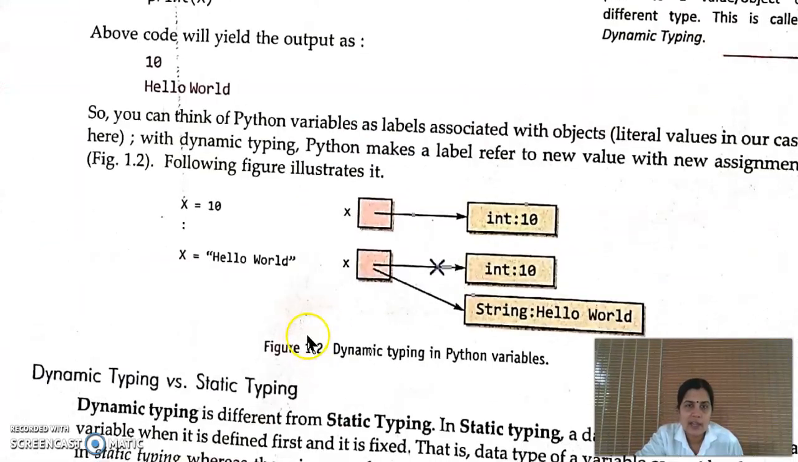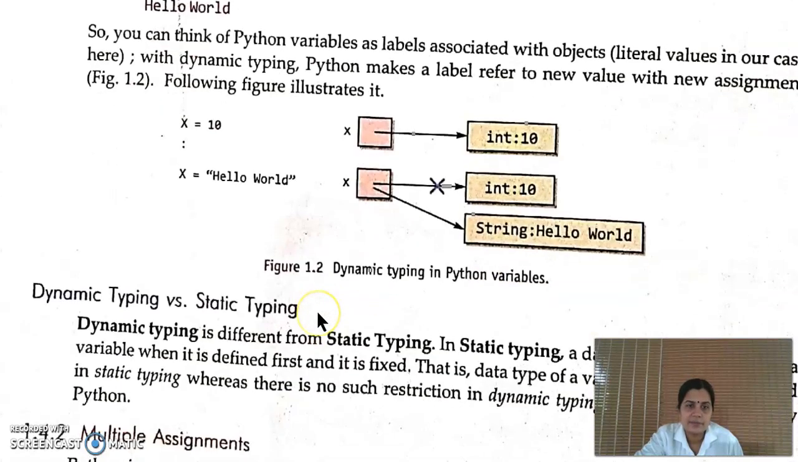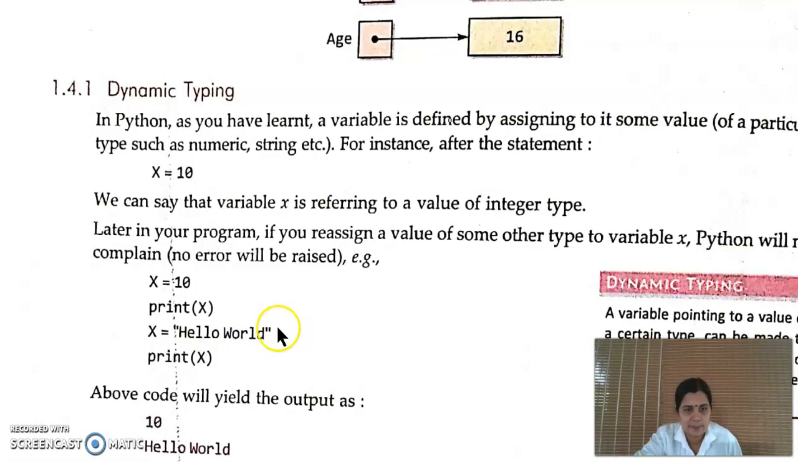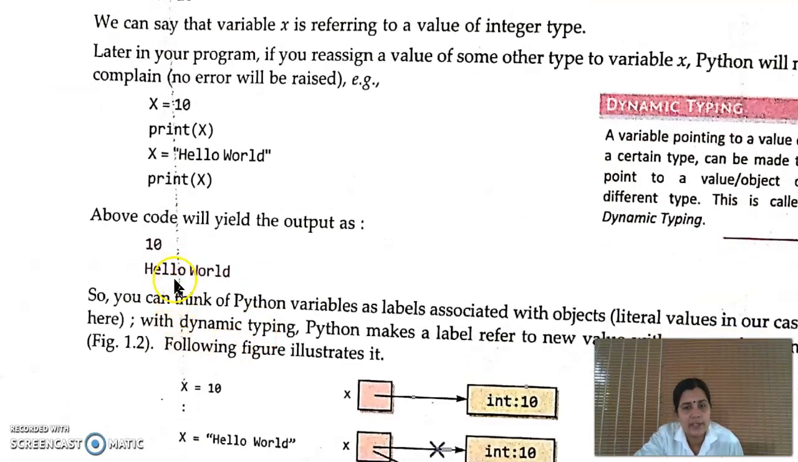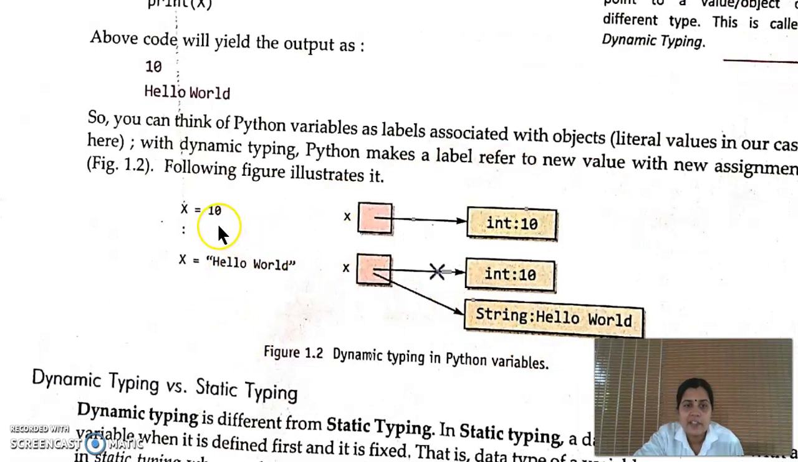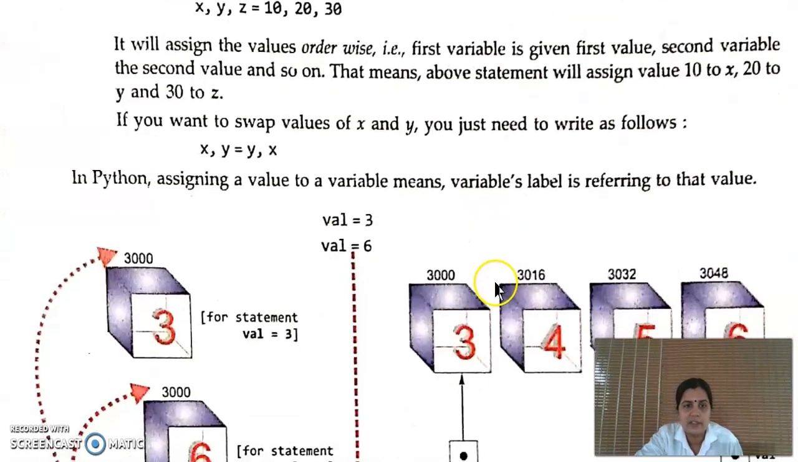So we can go to the next example, in which 10 and hello world are printed to denote dynamic typing. Dynamic typing means in a Python program we can give different values to the same variable. For example, here x equal to 10, and print x will give the output 10. Here again, in this program itself, we assigned x as hello world. Then print x will give the output hello world. So this is the diagram in which first x is assigned 10, then it is assigned hello world.